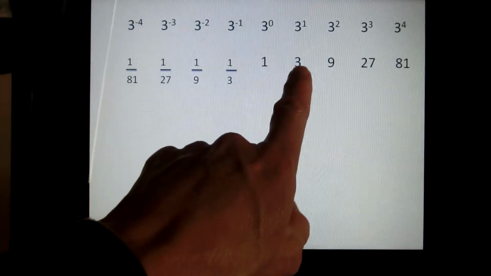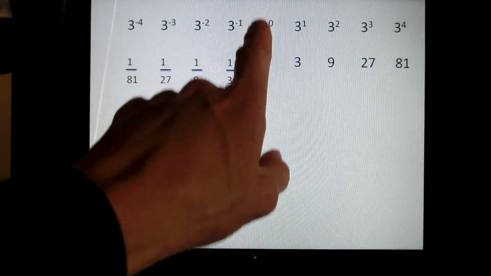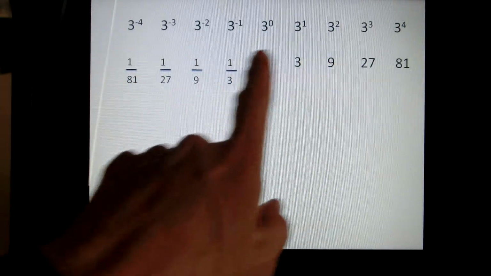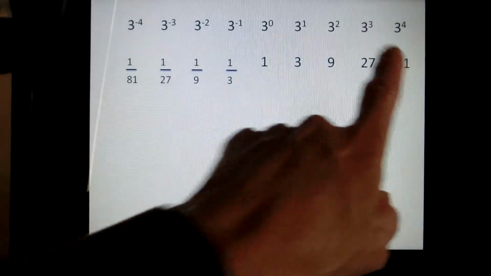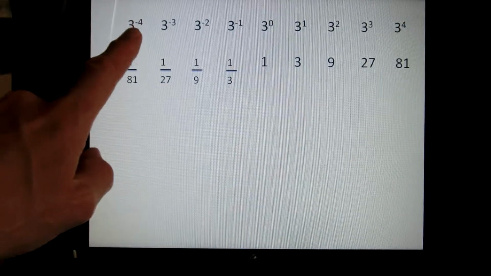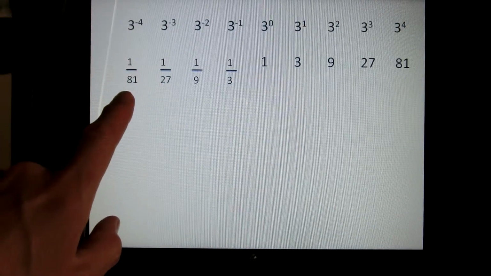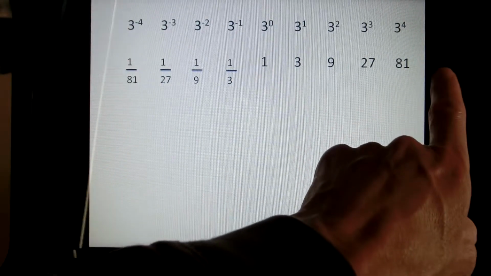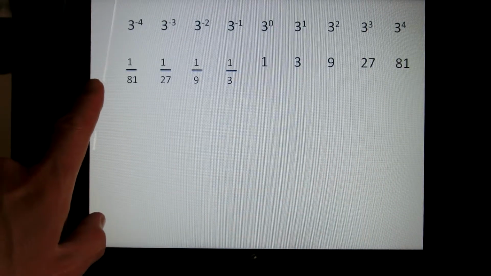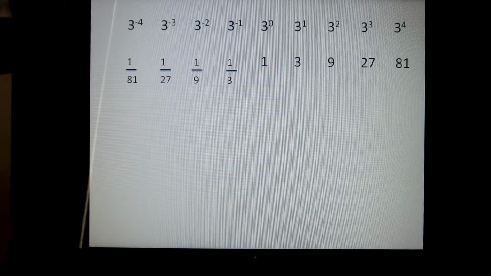And we have a certain kind of symmetry here. If that's some kind of mirror line, then there's symmetry between this and this, between this and this, this and this, and this and this. So if you know that 3 to the power 4 is 81, then 3 to the power negative 4 is 1 over 81. 3 to the power 5 will be 243. 3 to the power negative 5 will be 1 over 243.